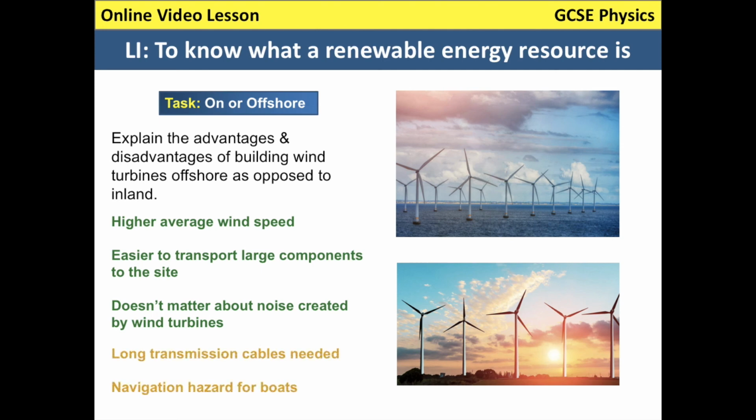But of course there are disadvantages to building them at sea as well. The disadvantages of building them at sea is that long transmission cables are needed to get the electricity from the offshore wind turbines to the land where it's going to be used. And of course they are a navigation hazard for boats as well, because if a boat crashes into a wind turbine, not only will the wind turbine get damaged, but the ship will be damaged as well, which potentially puts human lives at risk.